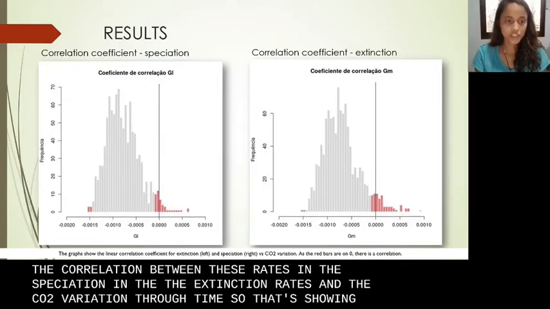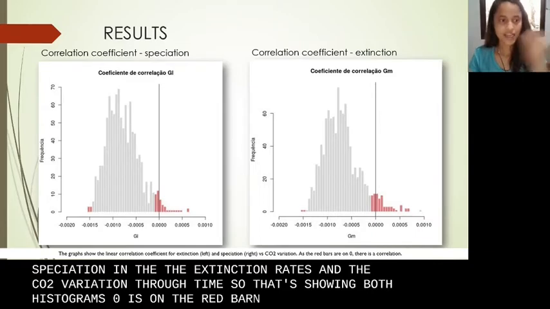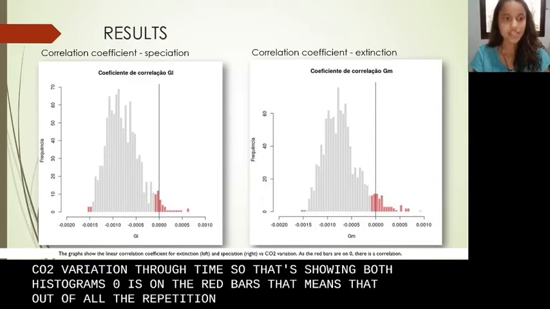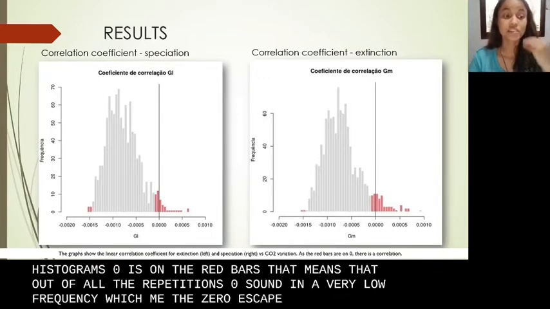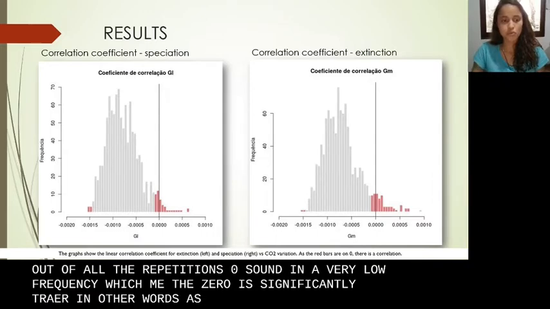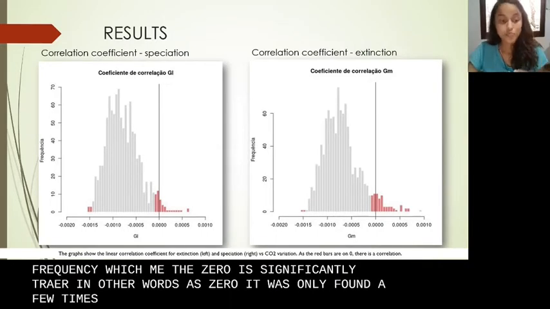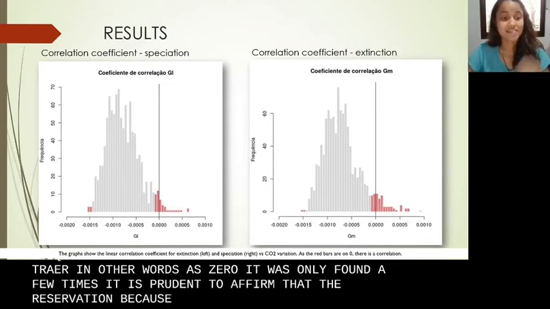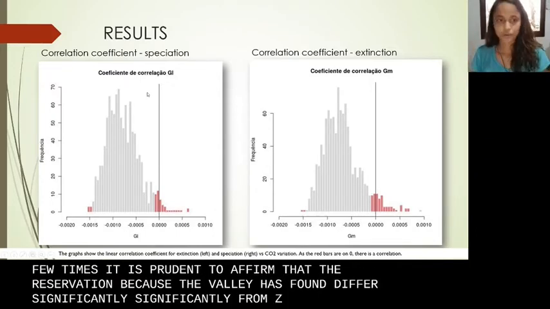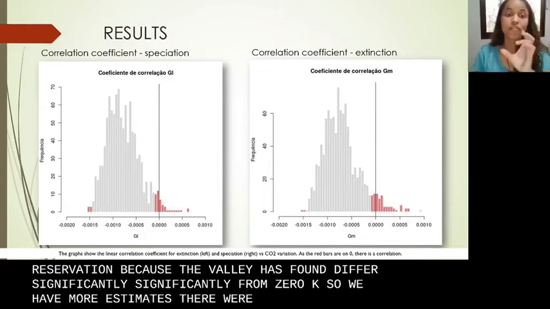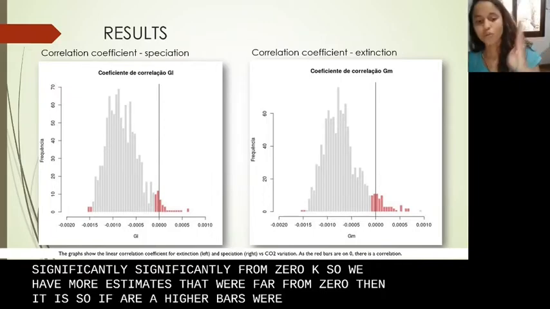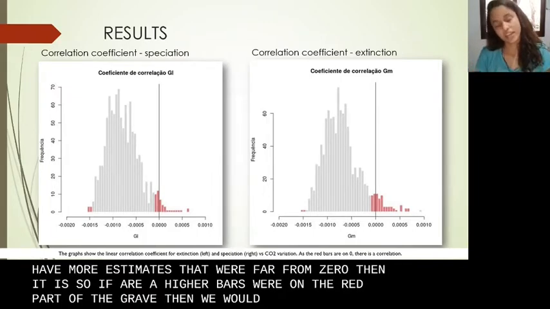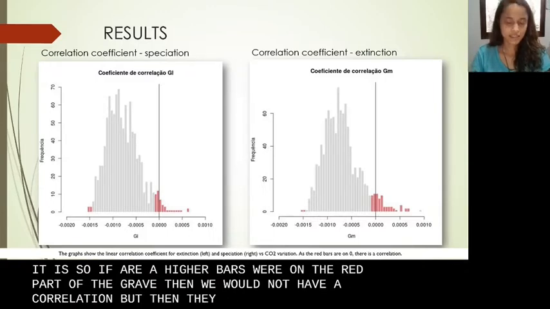As shown in both histograms, 0 is on the red bars. That means that out of all the repetitions, 0 was found in a very low frequency, which means that 0 is significantly rare. In other words, as 0 was only found a few times, it is prudent to affirm that there is a correlation because the values found differ significantly from 0. So we have more estimates that were far from 0 than near it. If our higher bars were on the red part of the graph, then we would not have a correlation. But this did not happen.